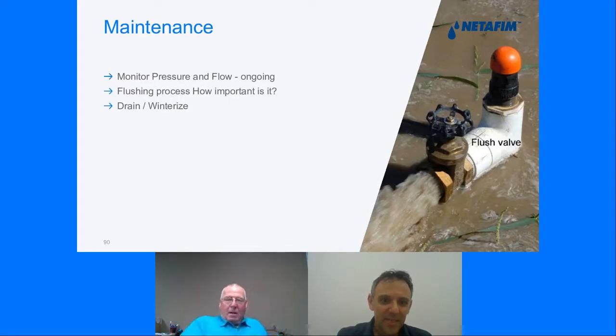This picture here is of the flush valve. That's what we do: we flush the ends of the lines out. You can see that the water is very, very dirty. Somebody might ask, how often do you flush that out? That depends on what water source you're using and the quality of your water. And we drain all of the filtration and everything at the end of the season.